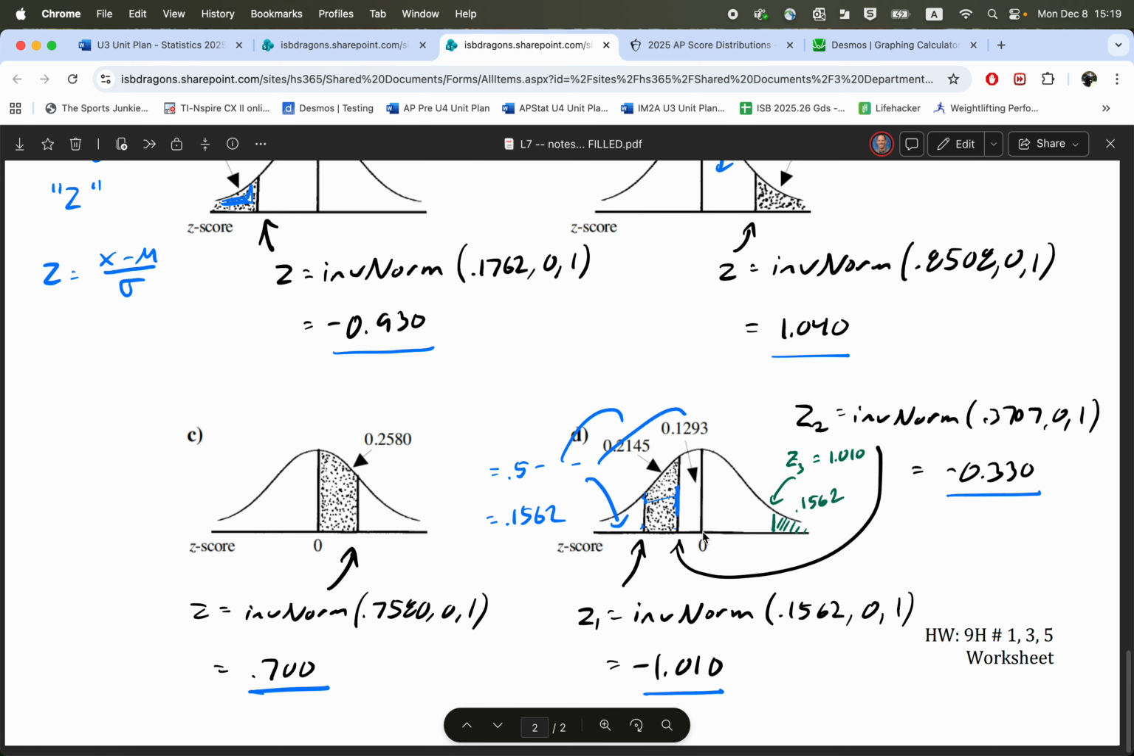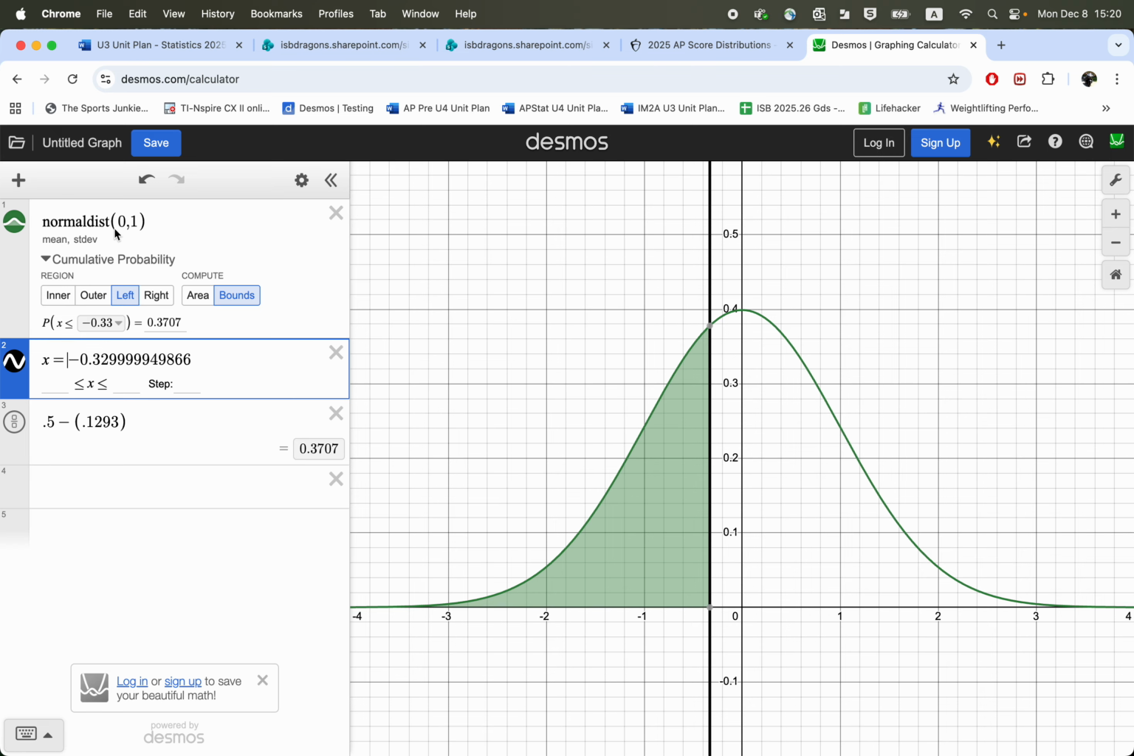So that's what I'm telling the calculator to do, or what I'm telling Desmos to do. And on the calculator, you would just input inverse norm, that area that you want to the left. The reason that we have these parameters is this is the mean and the standard deviation. On Desmos, that's already taken care of because we've put that into the normal distribution generation.